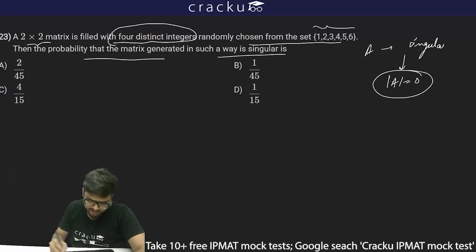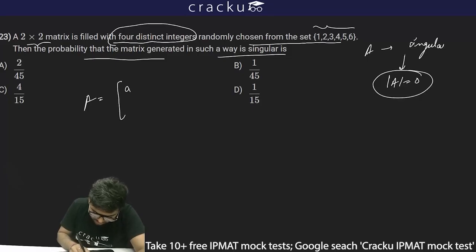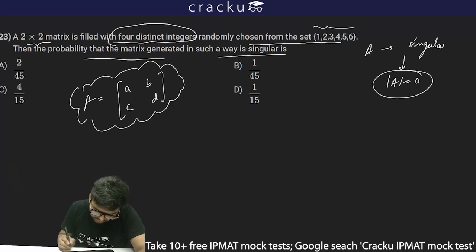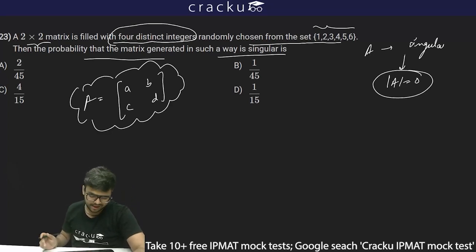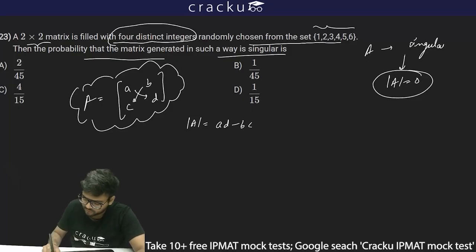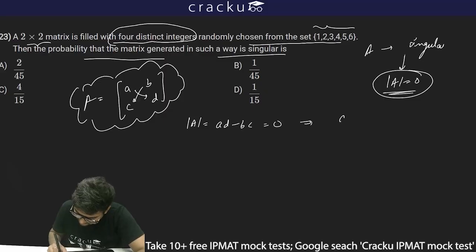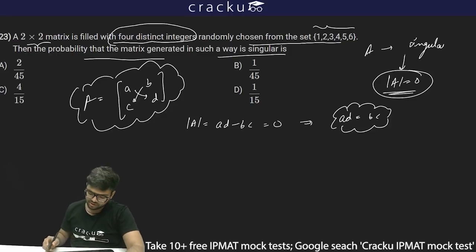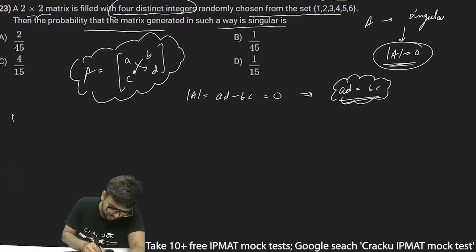If I assume a matrix A is equal to A, B, C and D, determinant of A will be AD minus BC. If I want determinant of A to be 0, that is A to be singular, this should be 0. Or I can write A into D is equal to B into C. Now my values of A, B, C, D should be such that product of A and D should be equal to B and C. Now we have a set of numbers which is 1, 2, 3, 4, 5 and 6.